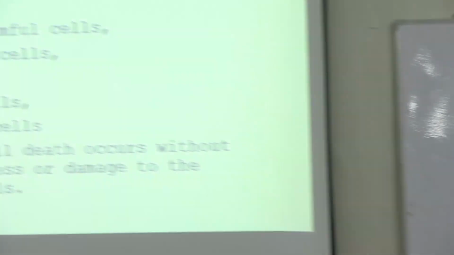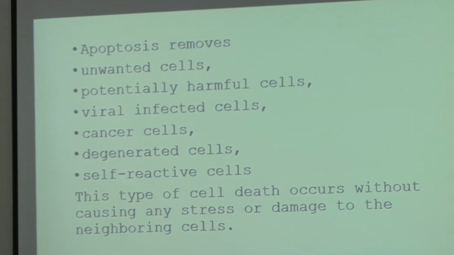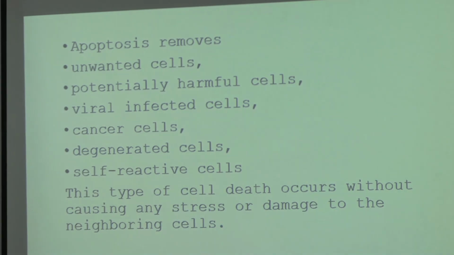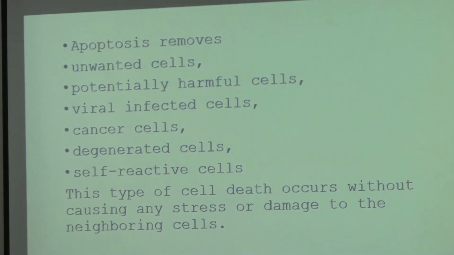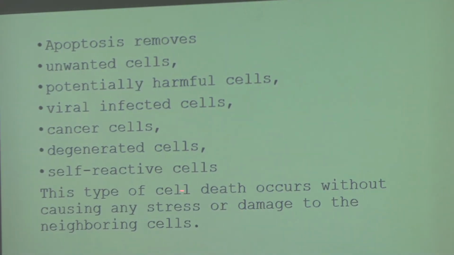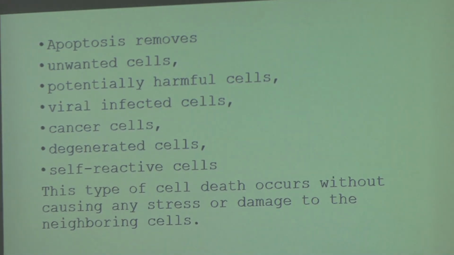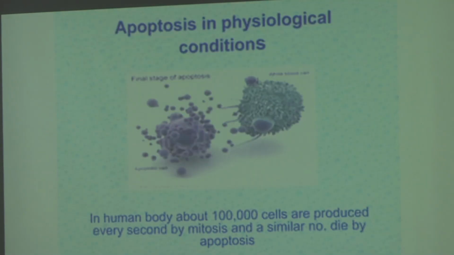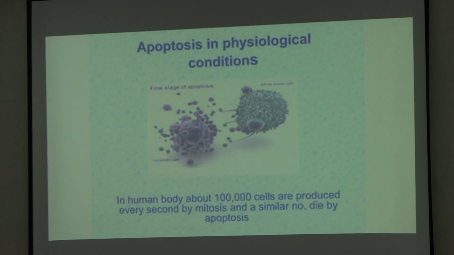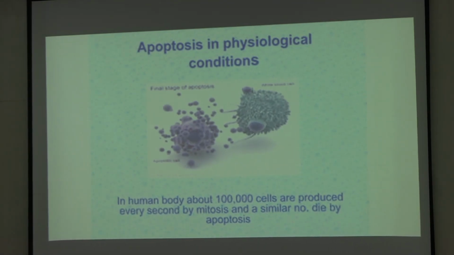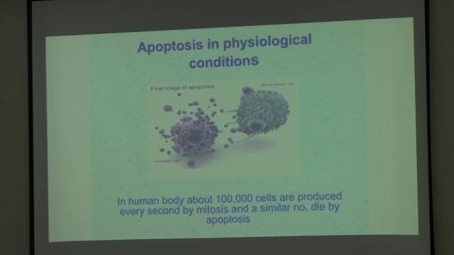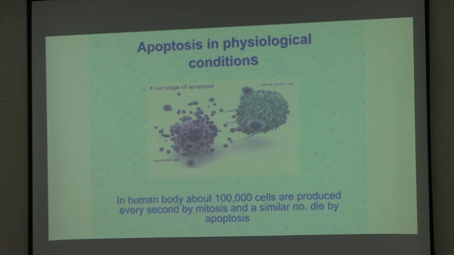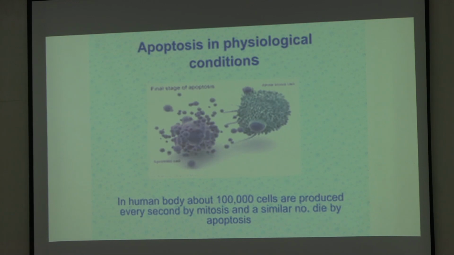So apoptosis removes unwanted cells. This cell death, which is apoptosis, occurs without causing stress or damage to the neighboring cells. I already told you, it will not damage the neighboring cells. Apoptosis is a physiological condition. Daily a lot of cells are dying and a lot of cells are being produced, and we keep the balance.